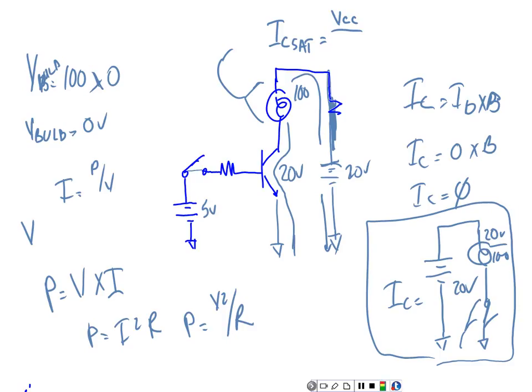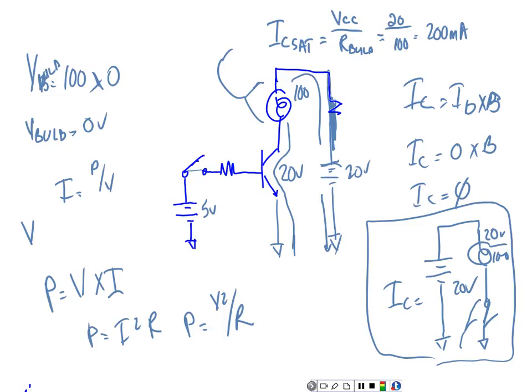Here I'm giving you the resistance. So my saturation current would be equal to VCC divided by the resistance of the bulb. So this is going to be equal to 20 volts divided by 100 ohms, which is 200 milliamps. Okay.